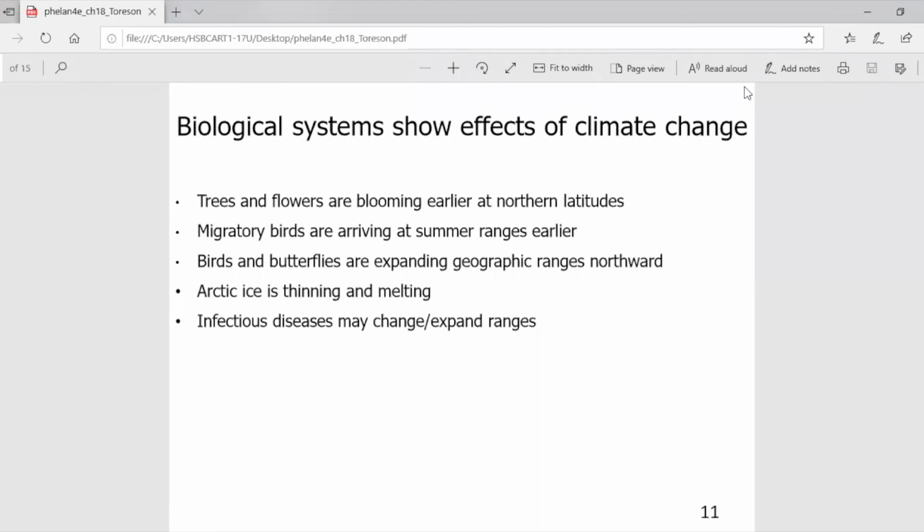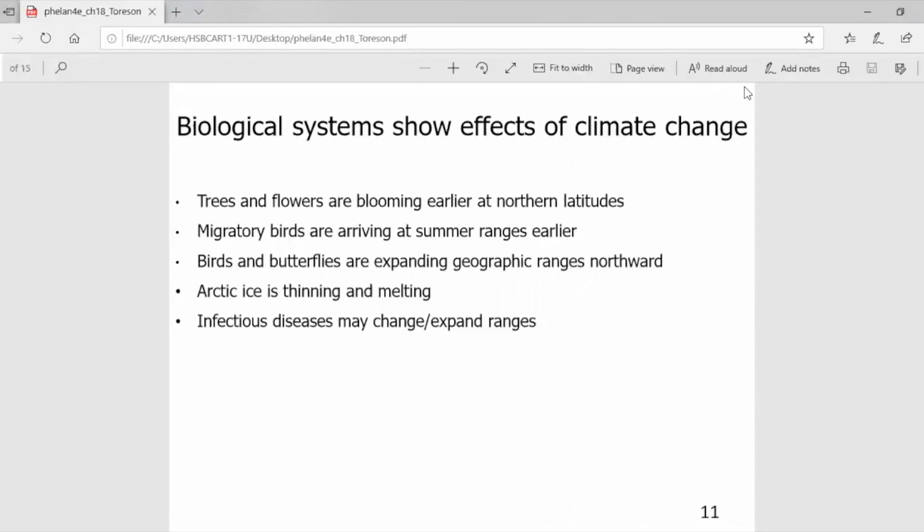Biological systems are already showing the effects of climate change. We have seen trees and flowers blooming earlier and earlier as the earth gets warmer and warmer. Migratory birds are arriving at their summer ranges earlier. And some species, including birds and butterflies, are expanding their geographic ranges. And of course, as we just saw on the previous slide, Arctic ice is thinning and melting.